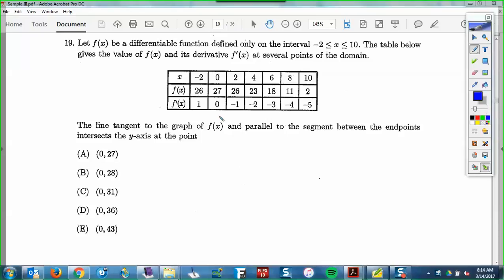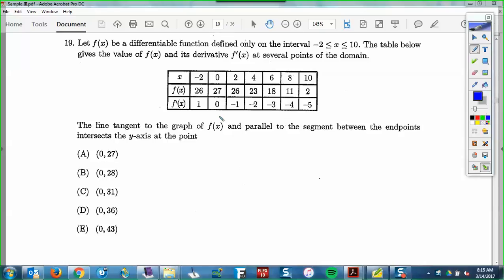Let f be differentiable. The table below gives values of f and f prime. So differentiable means nice and smooth. You know, there's no holes or breaks, and it's not jumping around. So f being differentiable would mean f prime exists everywhere. It means f is nice and smooth.